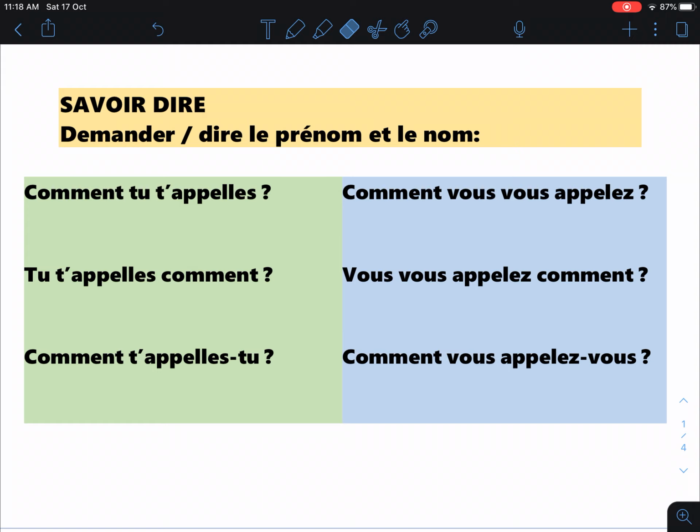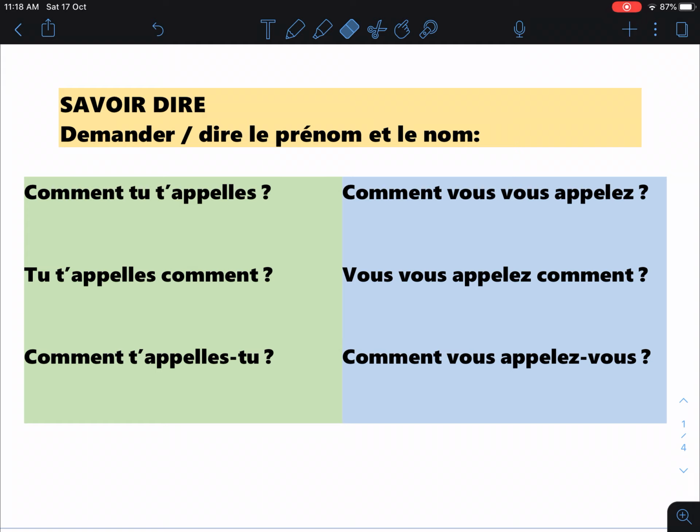Today, we are going to learn a few basic language functions. We are going to learn how to ask and to tell people one's names, either first name or family name. We're going to see that in both contexts, for formal and also informal situations.